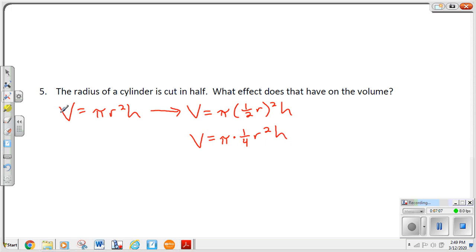Now it's all multiplication. Pi r squared h and pi r squared h, the extra piece is the 1/4, which can be moved to the front of the formula. 1/4 times pi r squared h. Since pi r squared h became 1/4 times pi r squared h, then the volume is only 1/4 as big as it was before.